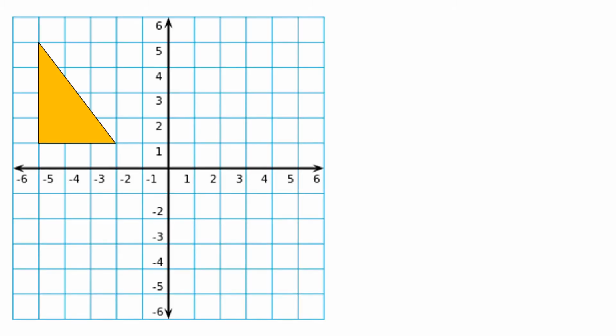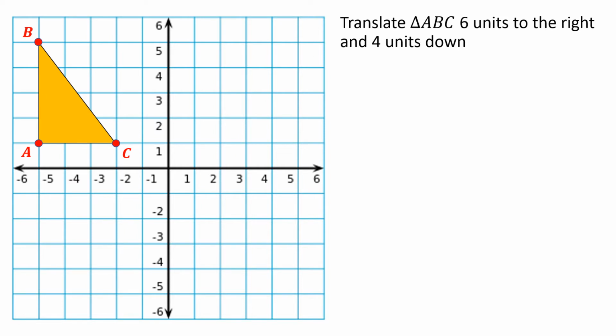Let's say, for example, on this Cartesian plane, I have a right triangle with points A, B, and C. The direction goes like this. Translate triangle ABC 6 units to the right and 4 units down. Now, before we translate the triangle, there are two ways in doing this. First is we have to indicate the coordinates of each point on that triangle.